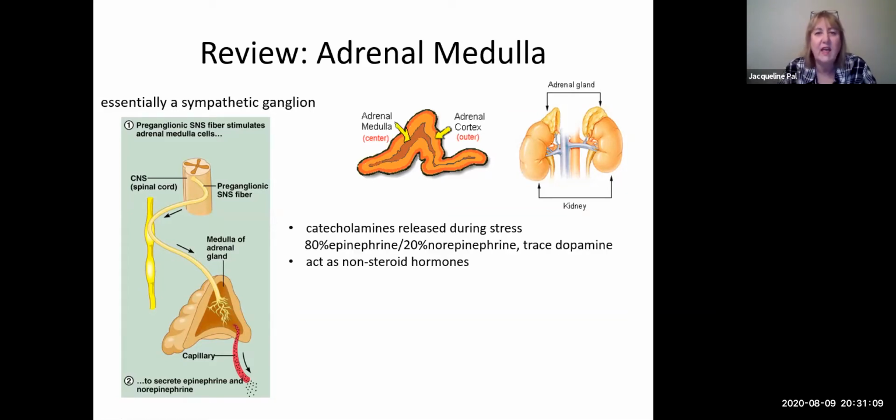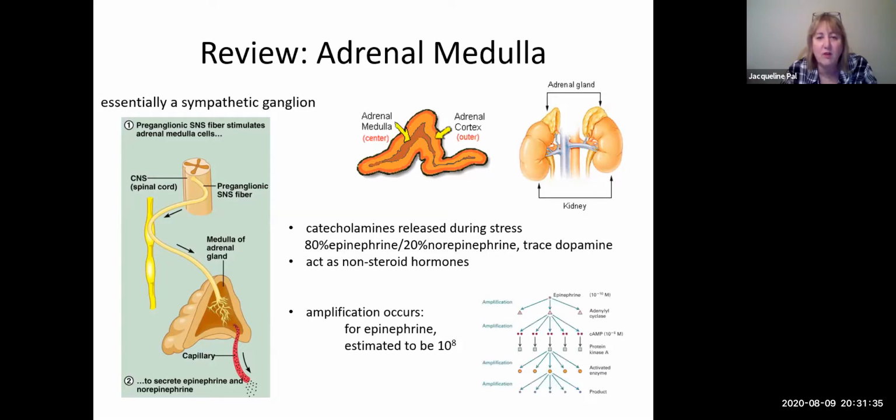be secreting. At this time, we're going to call them catecholamines because they're going into the blood. So what are these catecholamines? Well, more than 3/4 of them are going to be epinephrine, and about 20% is going to be norepinephrine and just a little bit of dopamine. So think epi and norepinephrine. And so they're going to act in the same manner as our other non-steroid hormones.